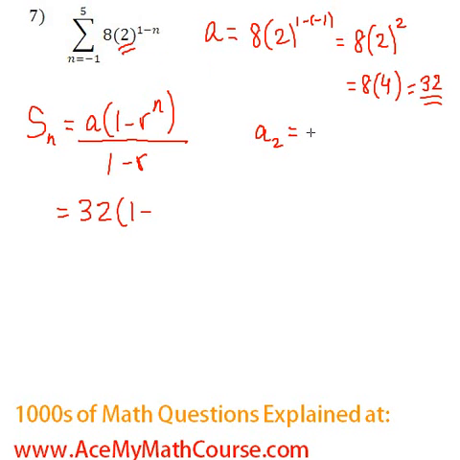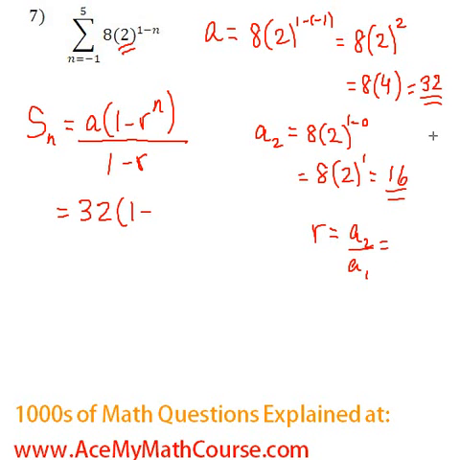So let's plug in 0 over here. So that's just 8 times 2 to the 1. 2 to the 1 is 2 times 8, 16. So the common ratio is just a2 over a1. So that's 16 over 32. And 16 over 32 is just half. And that is the common ratio.